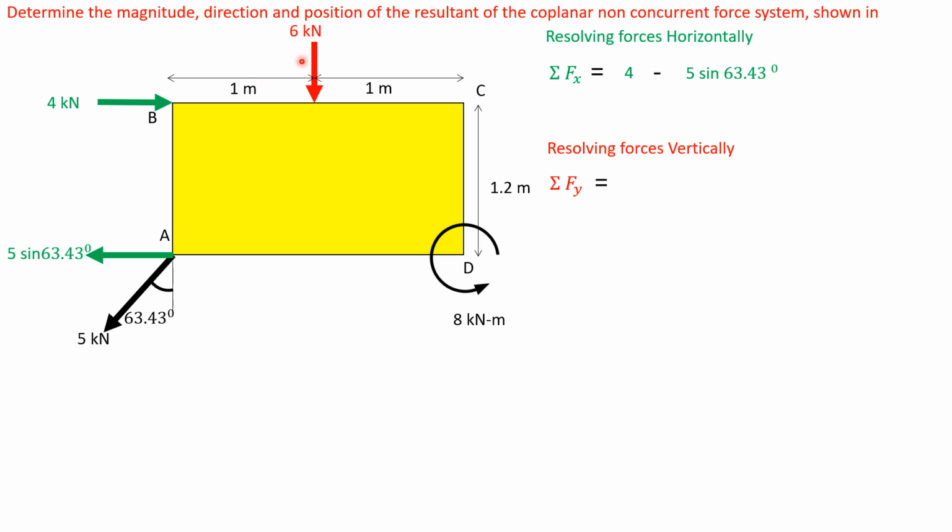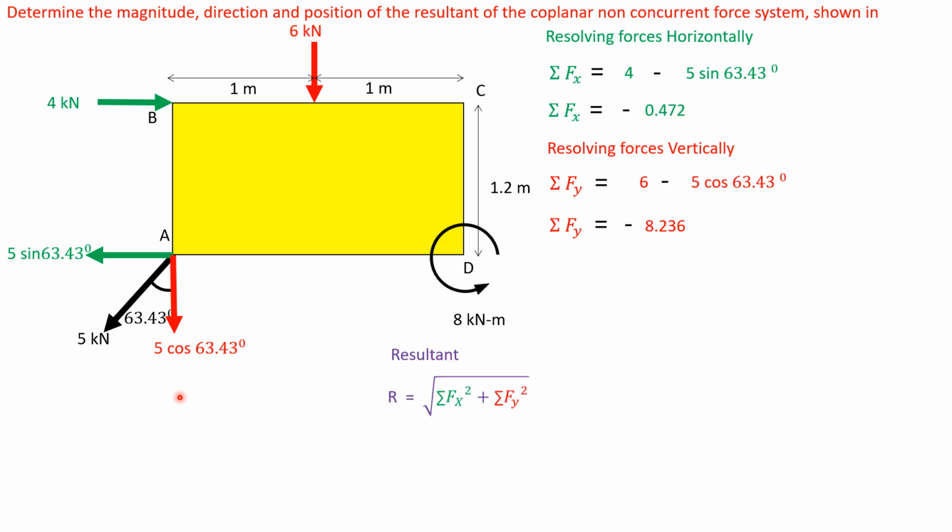And this force 6 kN is acting downwards towards the negative y-axis. So minus 6, and this force 5 cos 63.43 degrees is acting towards the negative y-axis. So minus 5 cos 63.43. Now calculating all this we get the summation Fx value. Calculating all this we get the summation Fy value.